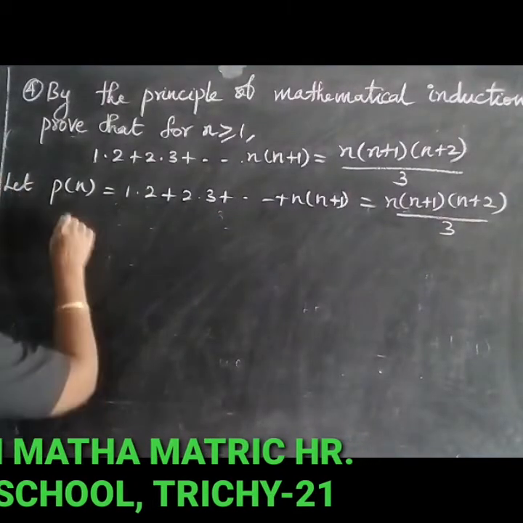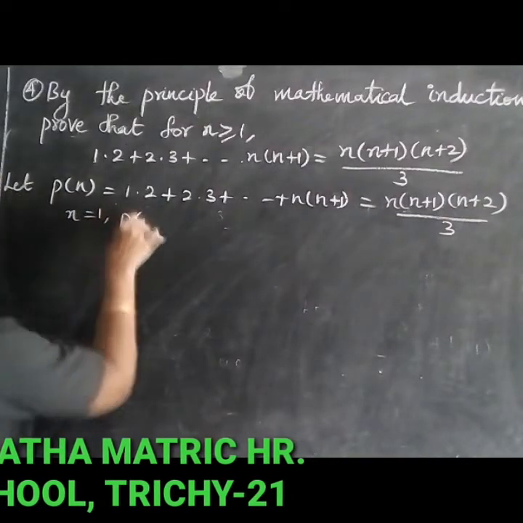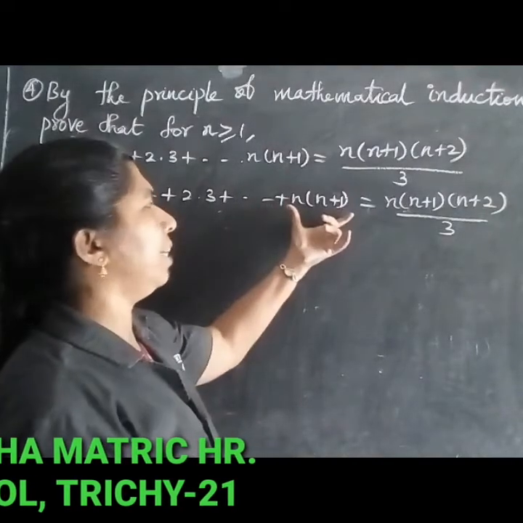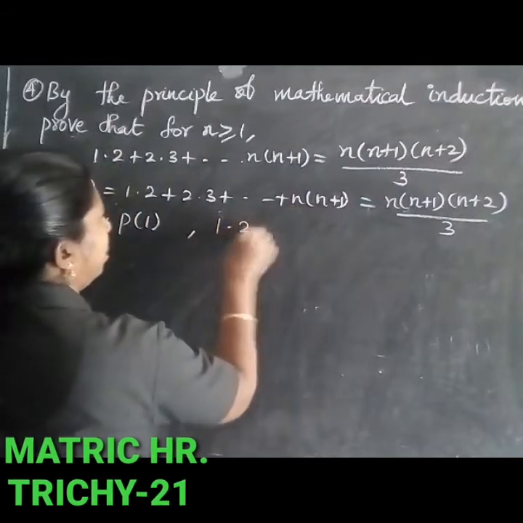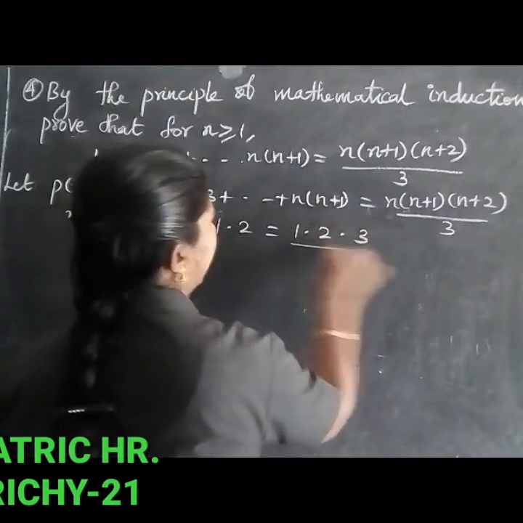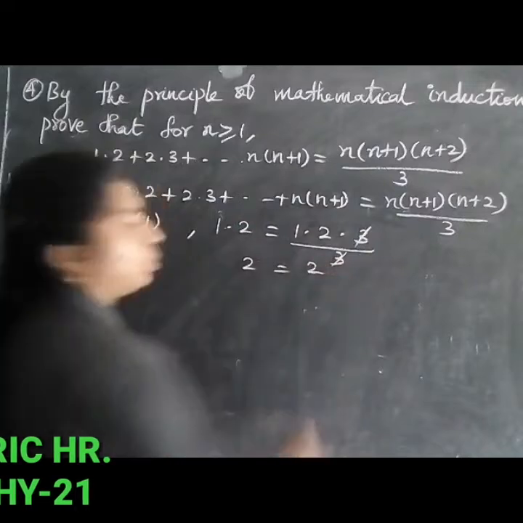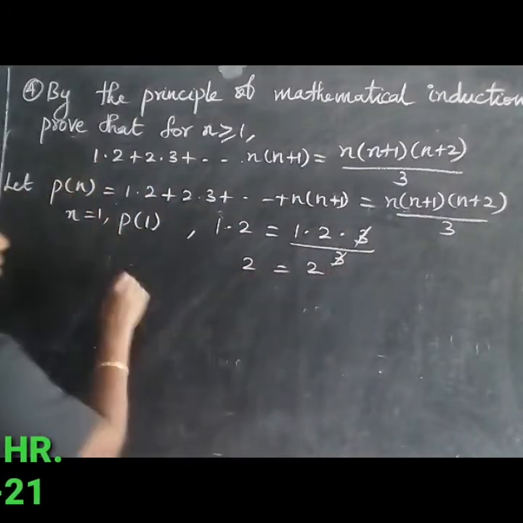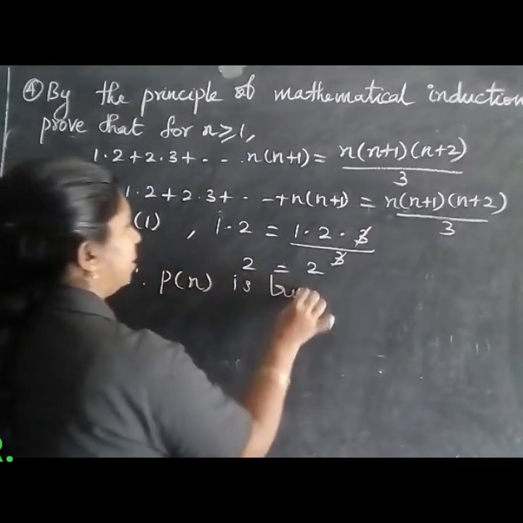Then when n is equal to 1, that is we want to find out P of 1. When we are substituting the value n is equal to 1, here we will get left side 1 into 2, which is equal to 1 into 2 into 3 divided by 3. That is 2 equal to 2. Both left side and right side values are equal. Therefore you can write P of 1 is true. That is the first step.